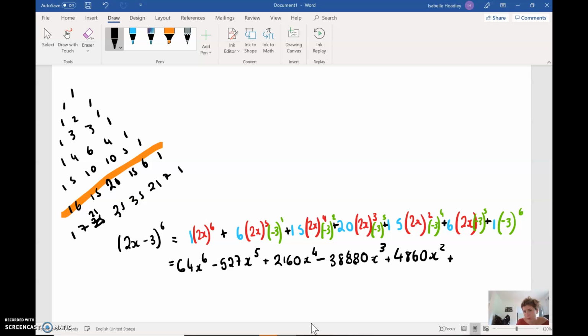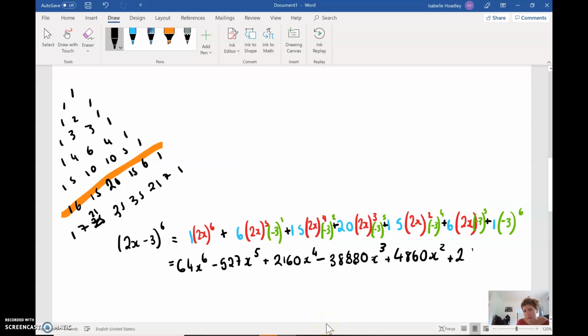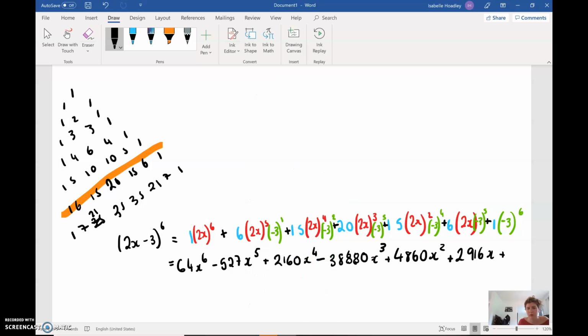We're then going to have 6 times 2 times 3 to the power of 5. Okay, 2,916. And then we're going to have plus 3 to the power of 6. Okay, 729.